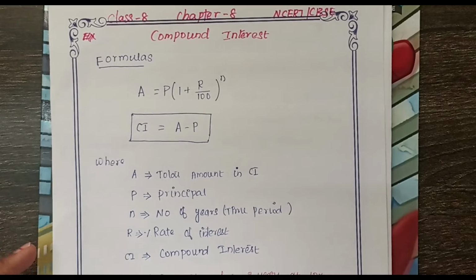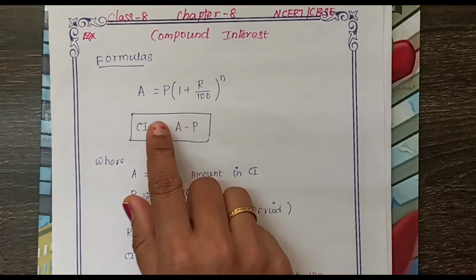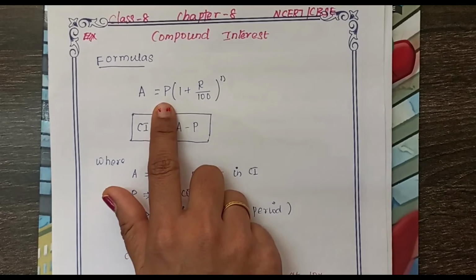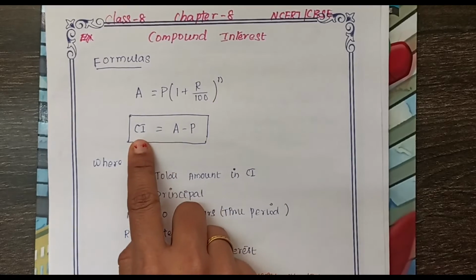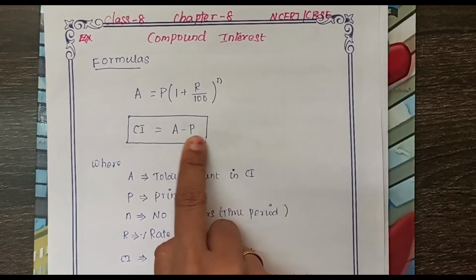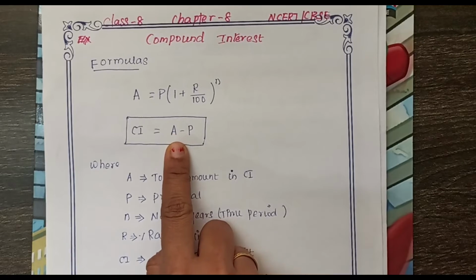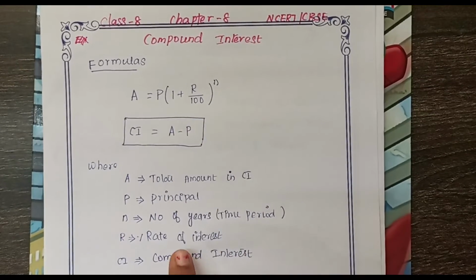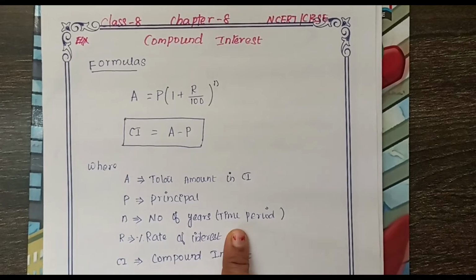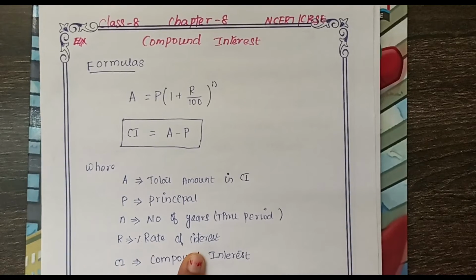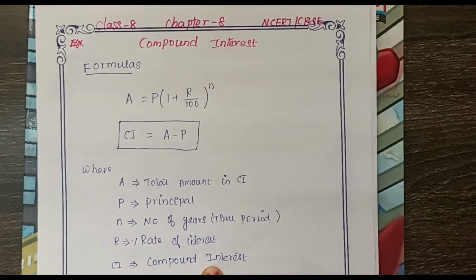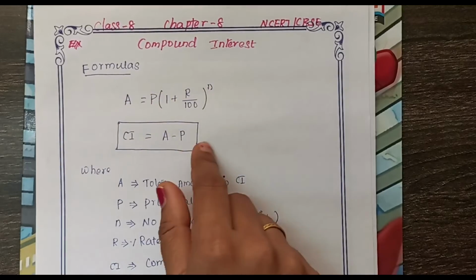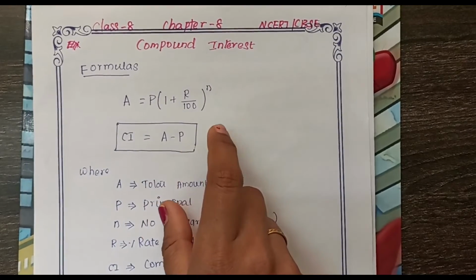Next we have compound interest. This is the formula for compound interest. A is equal to P into (1 plus R divided by 100) power n. Compound interest equals A minus P, where A is the total amount in compound interest, P is the principal amount, n is the number of years or time period, R is the rate of interest in percentage, and CI is compound interest. You should remember this formula to find the compound interest.